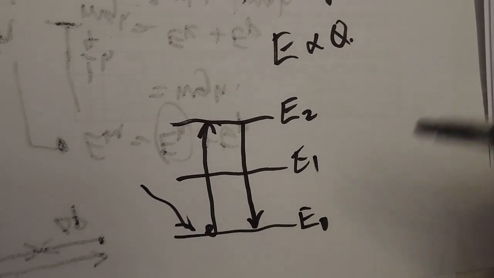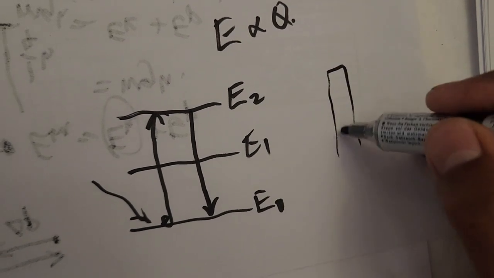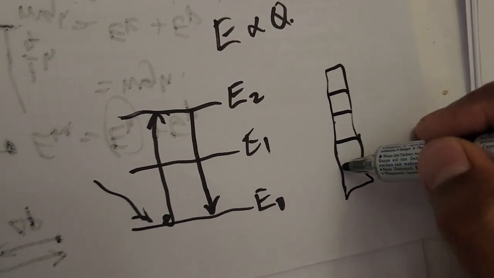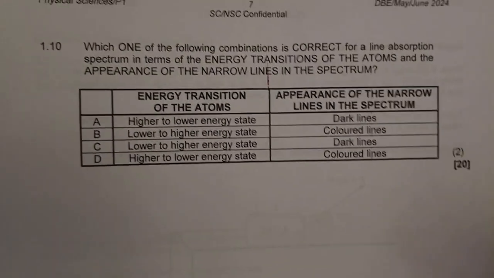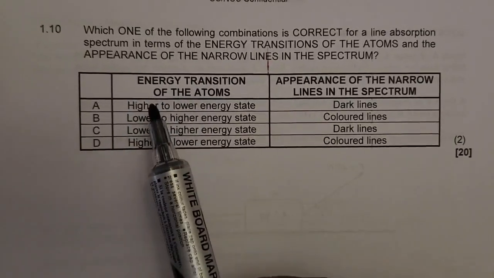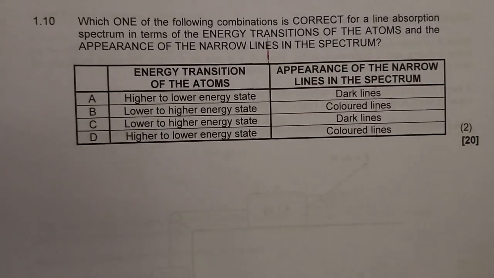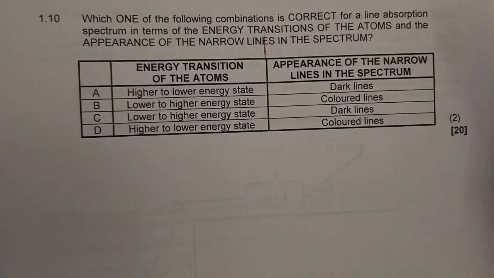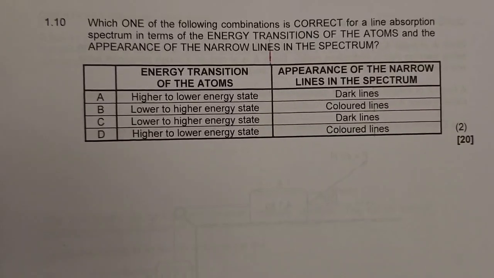In terms of the spectral lines on the screen, you will have a full colorful rainbow, but with dark lines. So you're looking for a colorful spectrum with dark lines. Colorful background with dark lines, that is what you're looking for. The energy transition should be from lower to higher, and that's between B and C. Whereas the appearance should not be colored lines but dark lines. So the answer would be C. That is 10C. Thank you. That is the multiple choice.